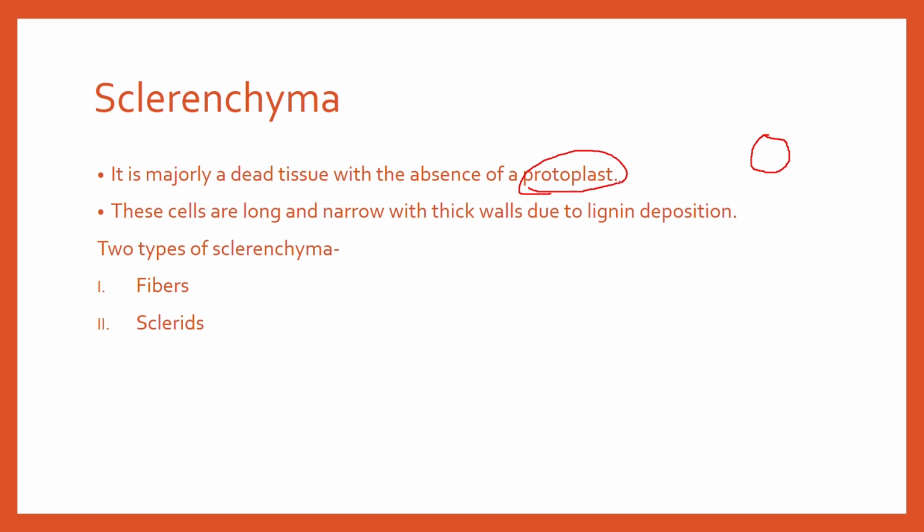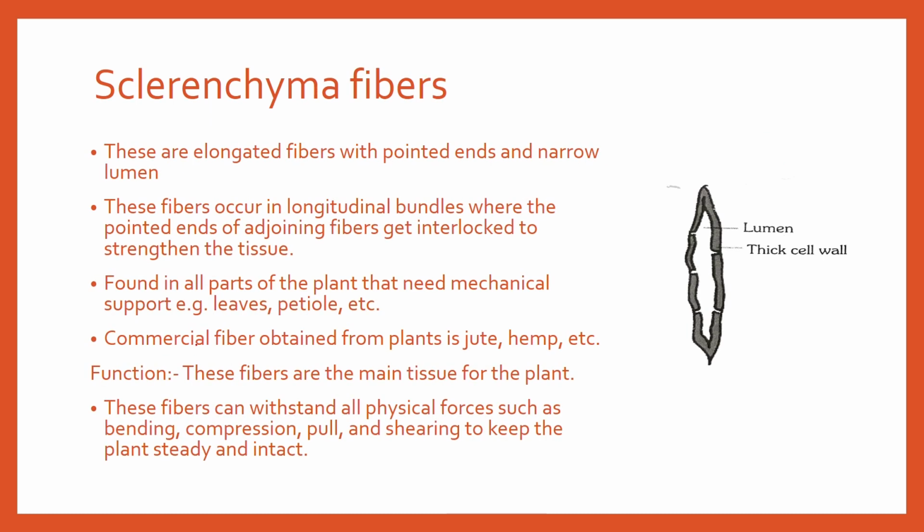So these sclerenchyma tissue cells are long and narrow with thick walls due to lignin deposition. So there are two types of sclerenchyma tissue, fibrous and sclerites. So we will be discussing it one by one. So what are sclerenchyma fibers? Sclerenchyma fibers are elongated fibers with pointed ends and narrow lumen.